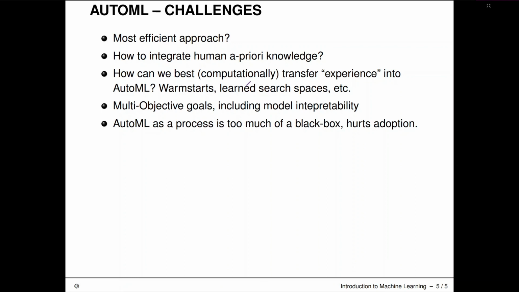Multi-objective optimization is usually interesting. It's usually interesting to also have secondary or tertiary goals in there of the machine learning pipeline that encode interpretability, or that encode sparseness, or that encode fairness, and so on.